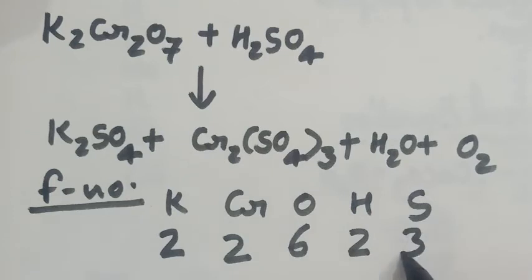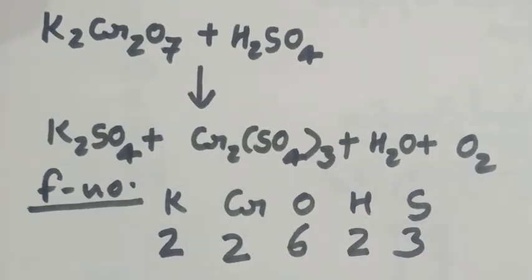Okay, this one is 3. So which one do we have to pick first to start the balancing? Here the least frequency is 2, which is of potassium, chromium and hydrogen. So first we have to balance the metal first.